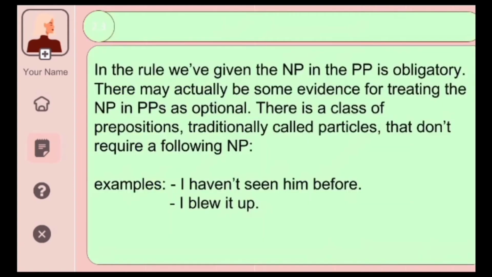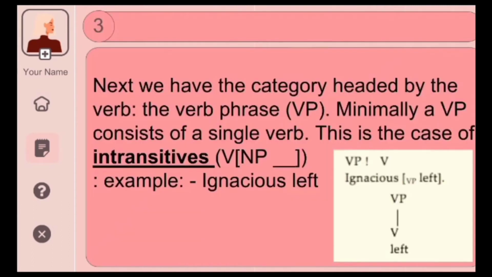In the rule we've given, the noun phrase in the prepositional phrase is obligatory. There may actually be some evidence for treating the noun phrase in a prepositional phrase as optional. There is a class of words traditionally called particles. As an exercise, you might try to think about the kinds of phenomena that would distinguish particles from prepositions without a noun phrase.